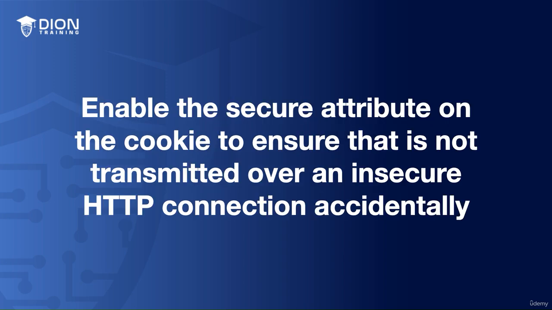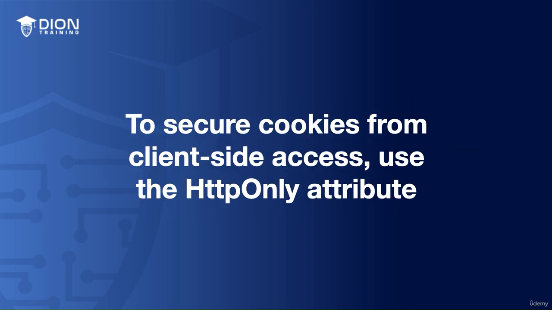Also, you should enable the secure attribute on the cookie to ensure that a cookie is not transmitted over an insecure HTTP connection accidentally. To protect your cookies from being reachable within a document object model or by a client-side script, you should enable the HTTP-only attribute in the cookie itself. If you need to control which origin can access a given cookie, you can configure the same site attribute on the cookie so that it reduces the risk of a cross-site request forgery attack from being successful.